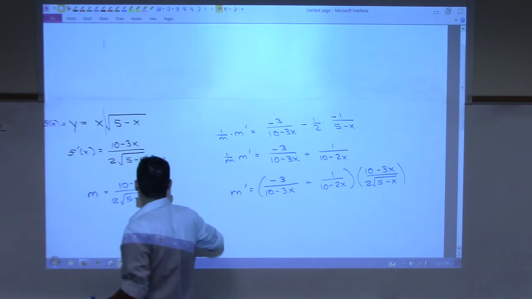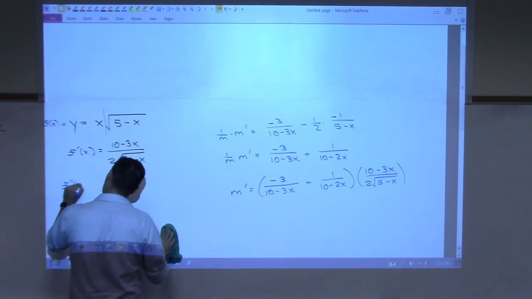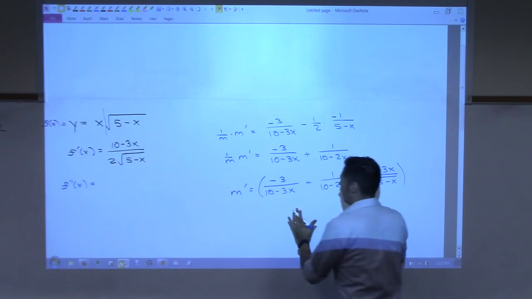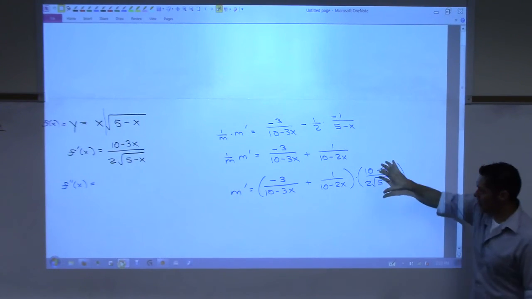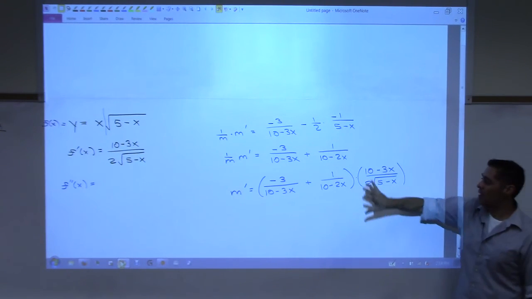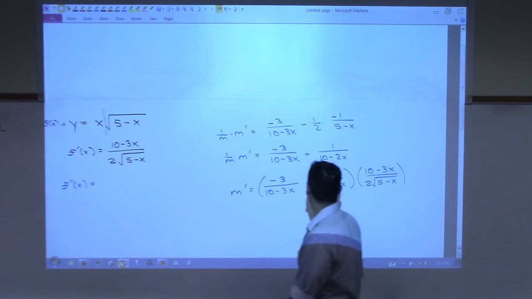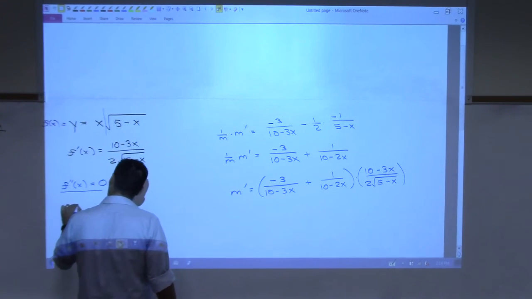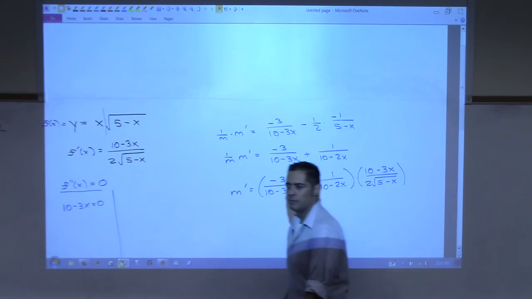So if I ask you, where is f double prime of x 0? You're going to look at it, it's already factored, isn't it? Two things. So I have to set this to 0 and this to 0. Now this can only be 0 when the top is 0. So I have a couple of things I'm looking at here. 10 minus 3x equals 0. That's one thing I have to look at, right?